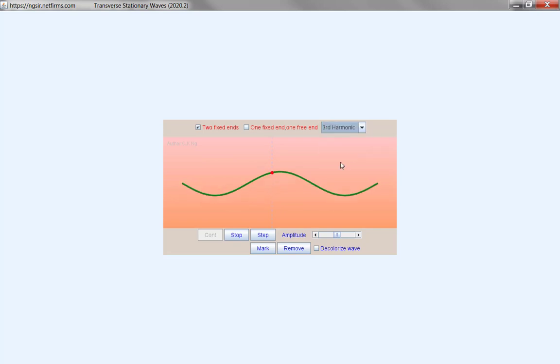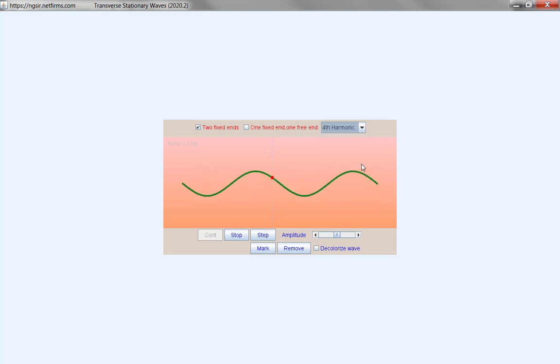I can go up to the third, where I have three antinodes and four nodes, one node at either end, and one roughly a third of the way across, and then one roughly two-thirds of the way across.